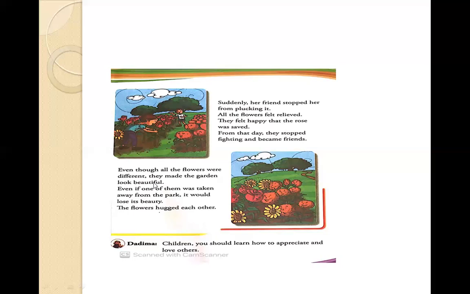So the flowers hugged each other. This is our story. What is the chapter name? I accept others. In this chapter, what did we learn? How to respect other people, how to receive their ideas and their responsibilities. Everybody has some speciality beyond our knowledge. So we have to respect other people.